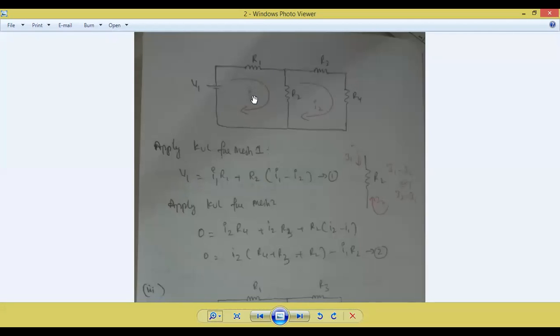V1 is equal to I1 into R1 plus, now see, R1, where is it present? Only in mesh 1, or between mesh 1 and mesh 2? Only in mesh 1, which means only one current will flow. Now what about R2? It is common to mesh 1 and mesh 2, between the two meshes. So how many currents will flow? Two currents. I1 flows upwards and I2 flows downwards.